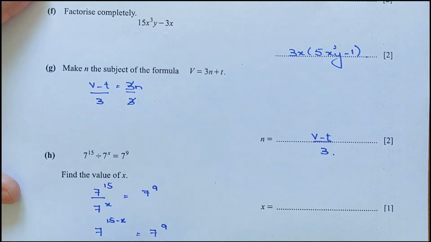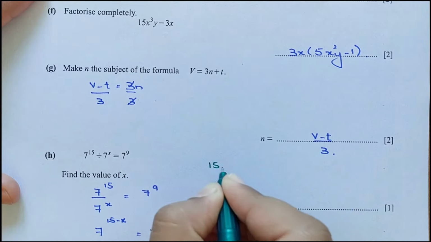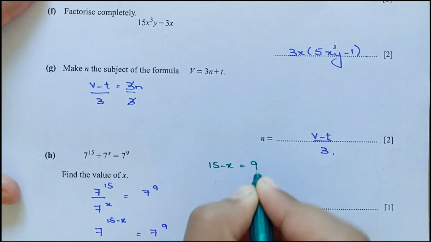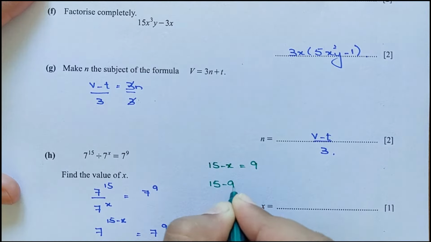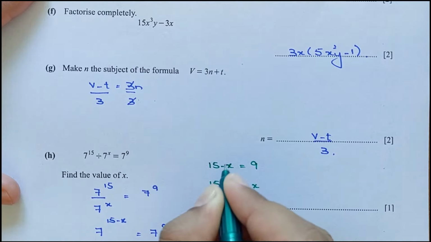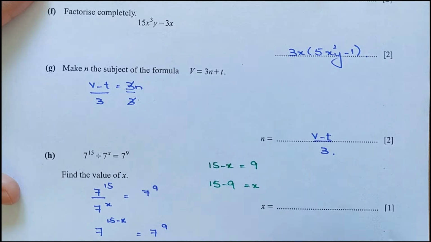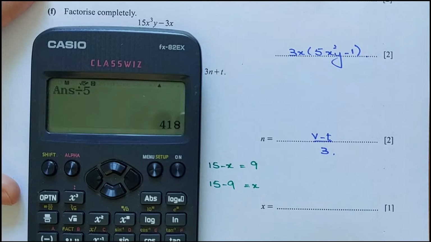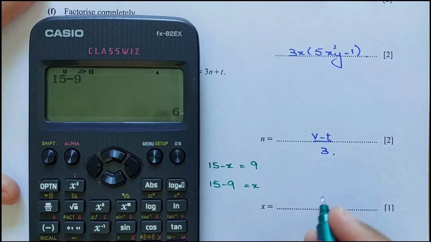When the bases are the same, 7 and 7, we can compare the powers. So 15 minus x equals 9. So 15 subtract 9 equals x. I just shift the 9 to the other side, it becomes negative, and x on the other side becomes positive. So 15 take away 9 is 6. So x is 6.